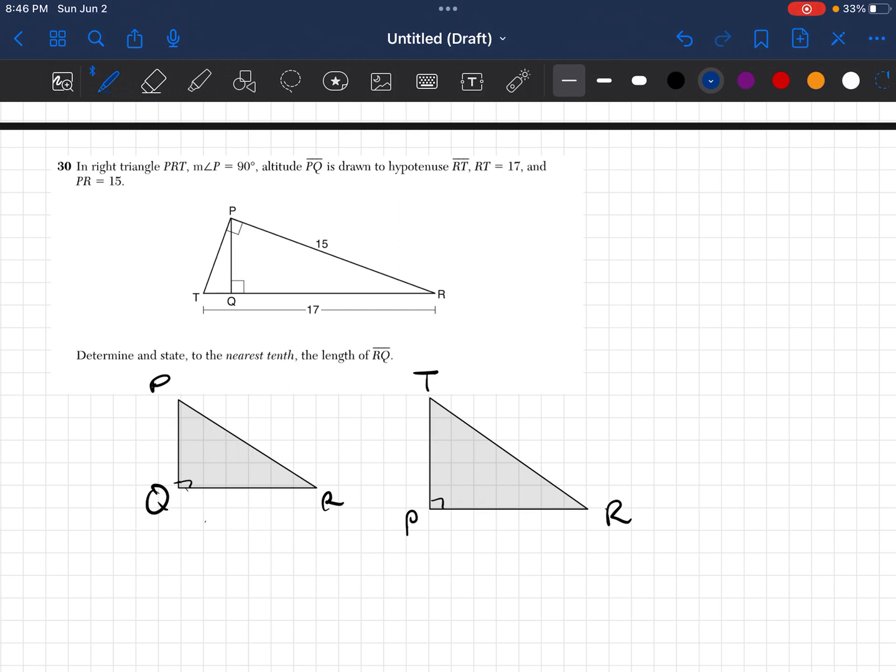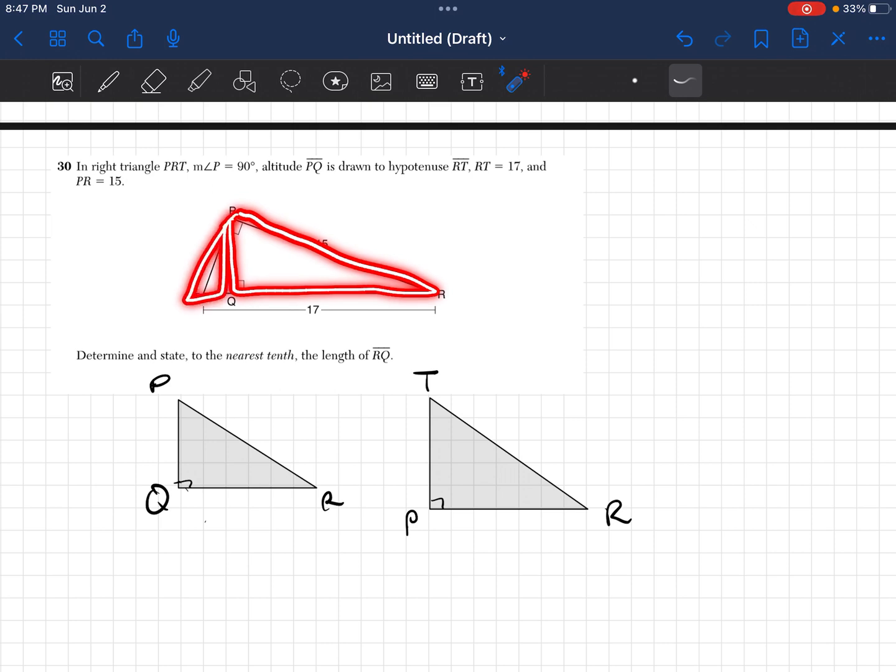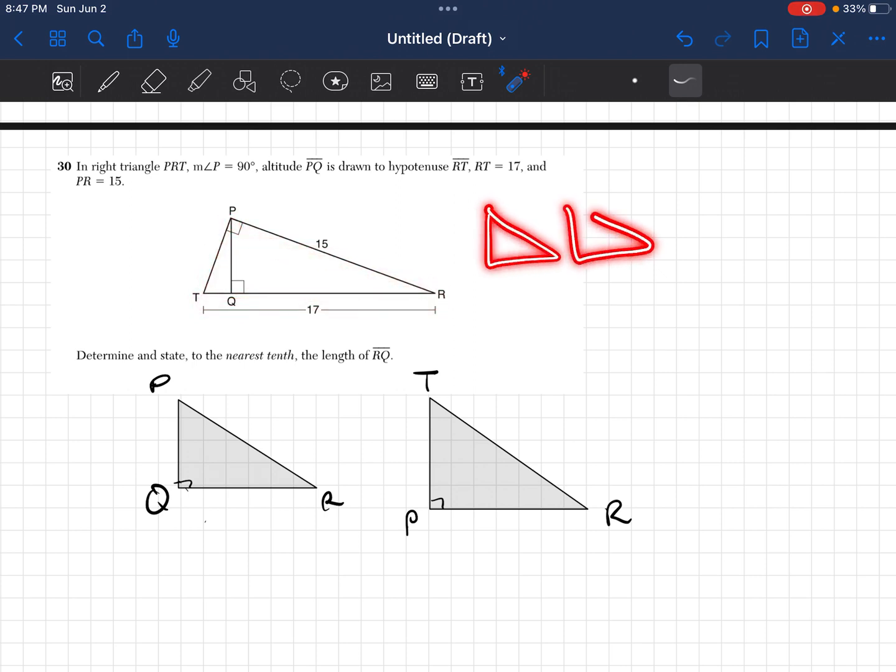The first thing that we're going to want to do is separate these two triangles, because there's a rule that says that these two right triangles that are inscribed inside of each other, so 1 and 2, are going to be similar to the larger right triangle. So we actually have 3 similar triangles all in this shape. And it's your job to figure out which two you're using based on the information that you have.